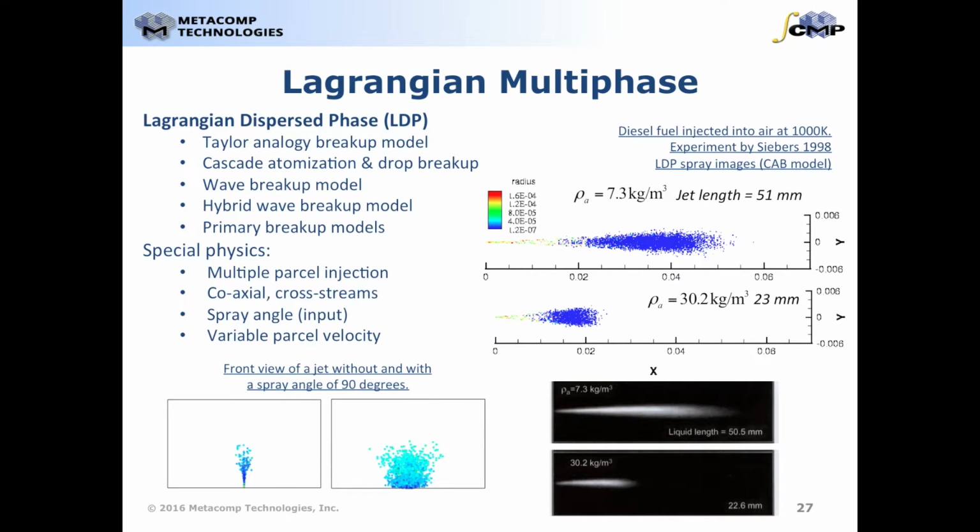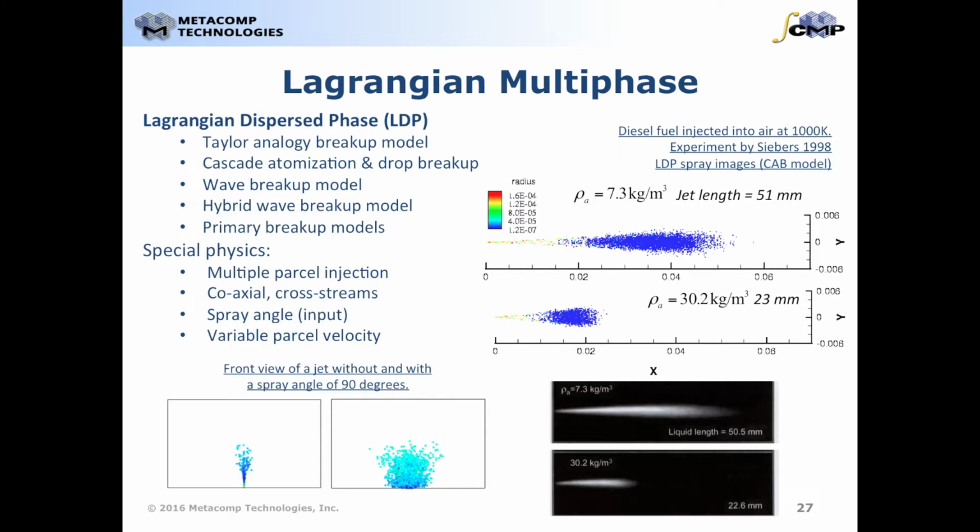Moving to the Lagrangian dispersed phase model, several primary and secondary breakup models are available with the LDP. The example on the right shows diesel fuel injected into air at varying densities. The case is simulated using LDP with the CAB breakup model. The predicted jet length compares well to experimental results, shown below. We can see the reduction in the jet length as air density is increased.